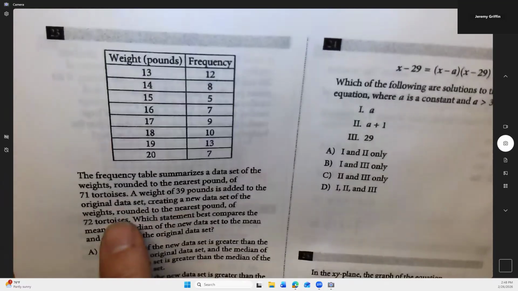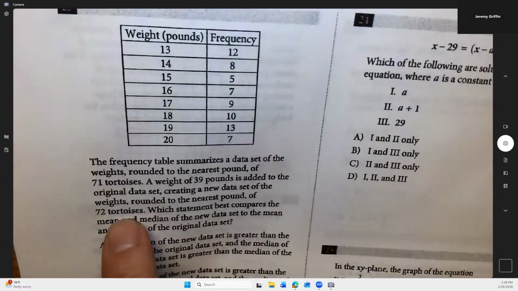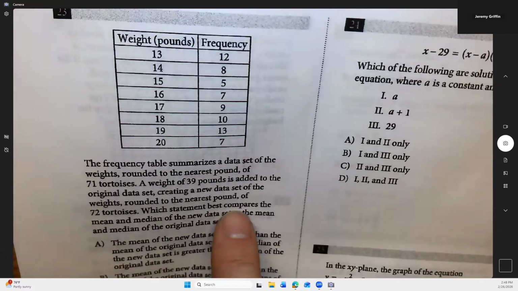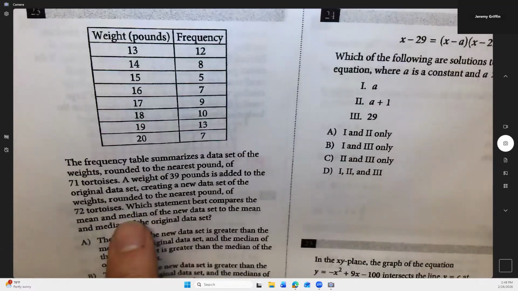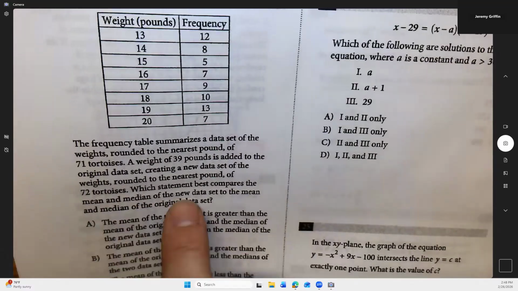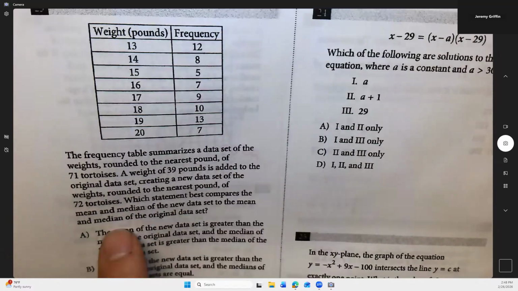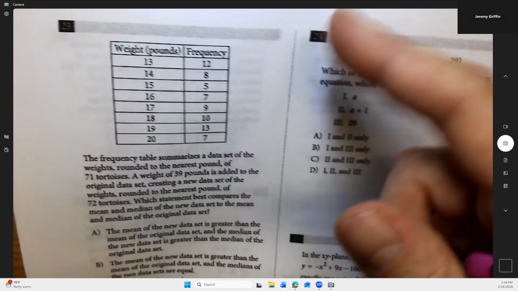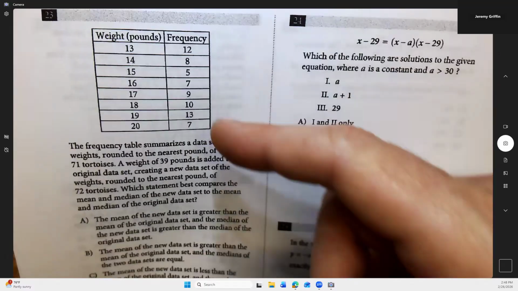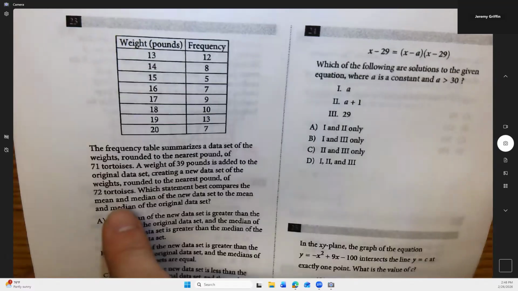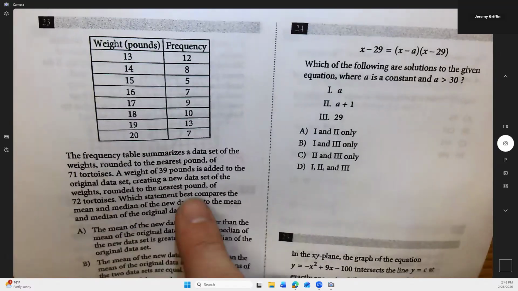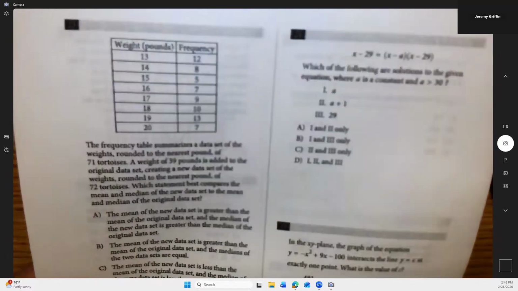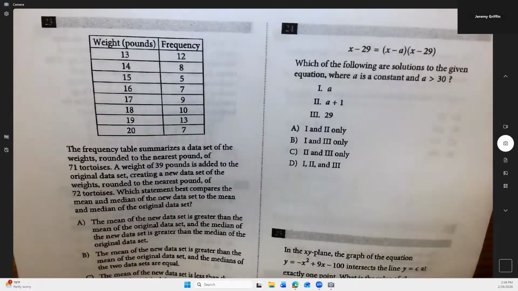Creating a new set of data of weights for each nearest pound of 72 tortoises. Which statement best compares the mean and the median of the new data set to the mean and median of the original? Right. We'll start with mean. Because for the mean, don't you just add up all the tortoise weights and divide by how many tortoises? And if we just added a really, really heavy guy to the set, what happened to the mean necessarily? It increases. Definitely increases. Are you guys okay with the mean having to increase?